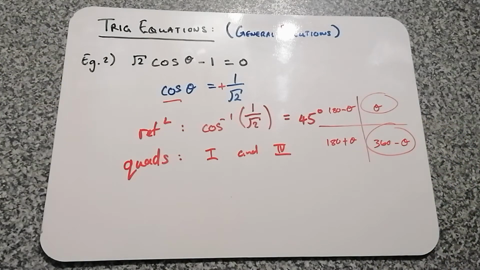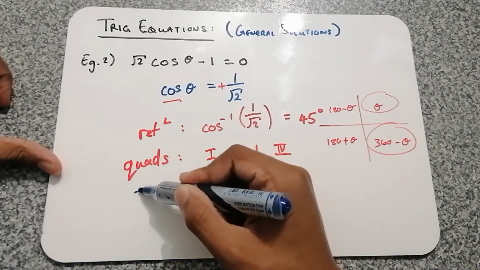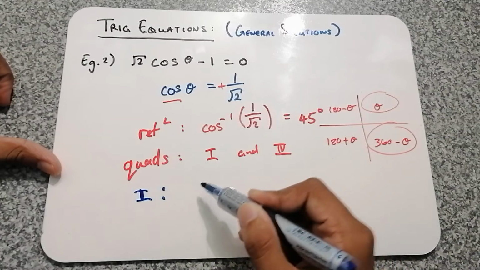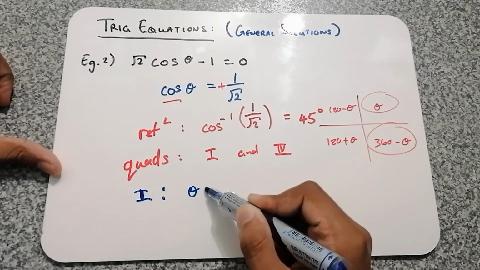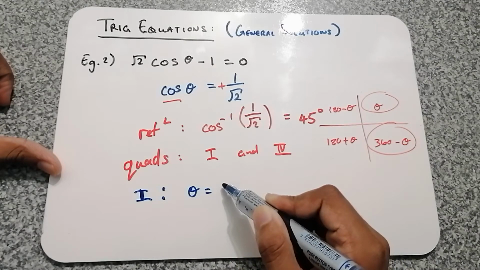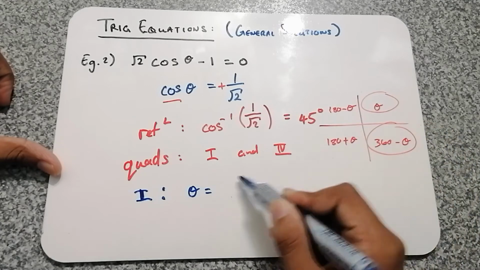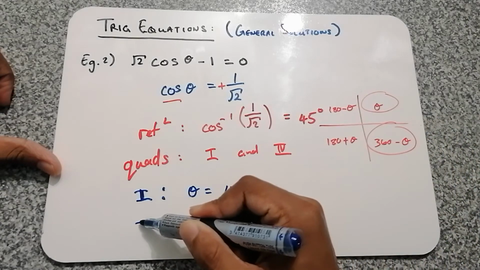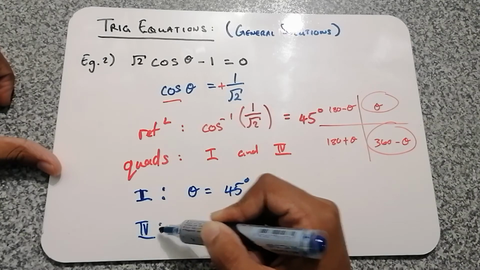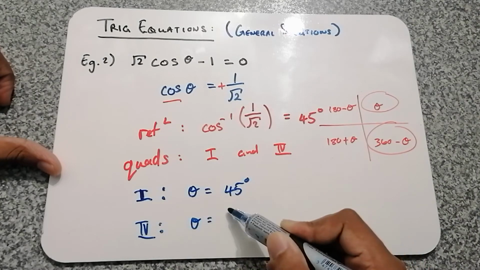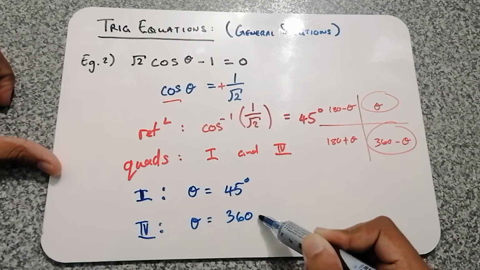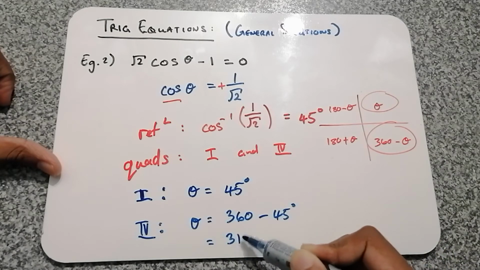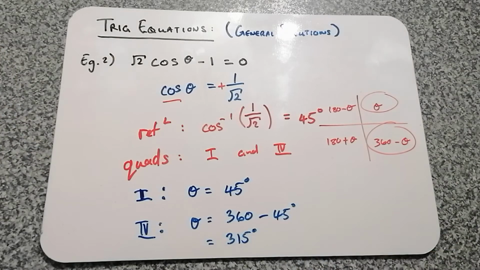So now when we go further and we write down our solutions, I can say, well, in the first quadrant, theta is simply equal to 45 degrees, which is my reference angle over here. And then in the fourth quadrant, theta will be equal to 360 minus the 45 degrees, which is 315 degrees.